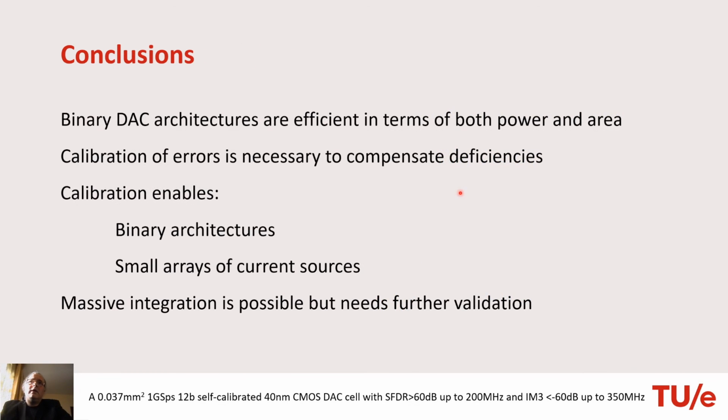So in conclusions, let me briefly repeat that binary DAC architectures are efficient in terms of both power and area. Then calibration of errors, however, is necessary to compensate for their deficiencies, and calibration enables binary architectures with our algorithm for binary current calibration, and it also allows small current source arrays, which reduce the size of the DAC cell enormously. Then massive integration will become possible. But further validation is needed.